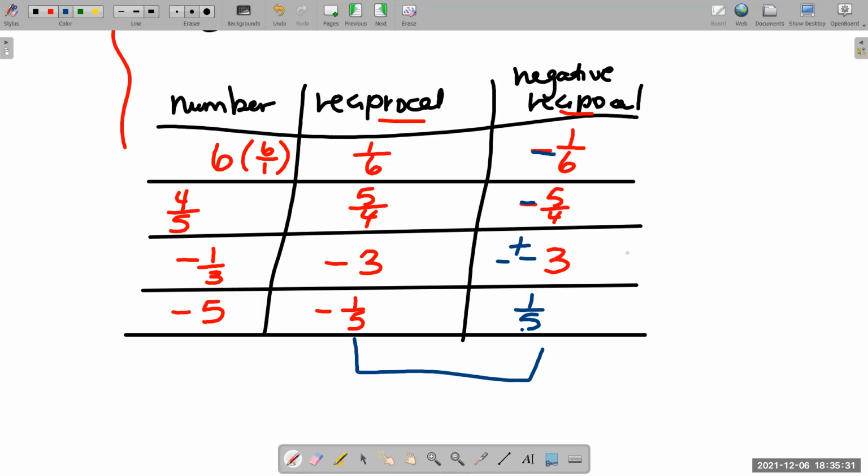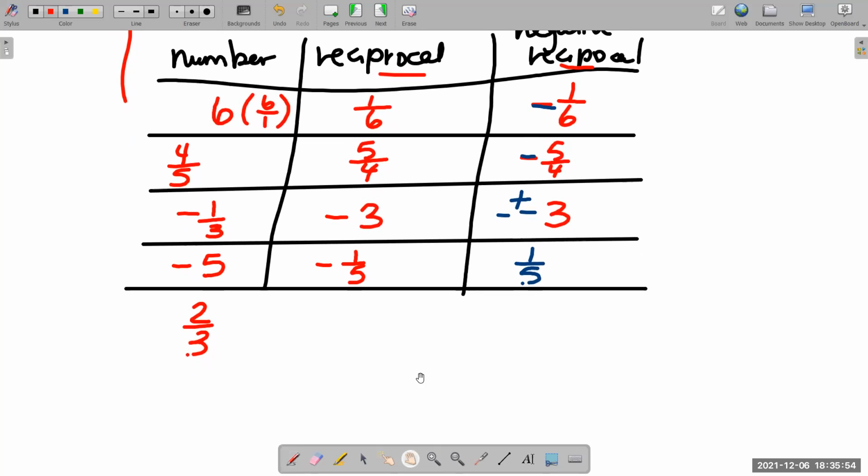That's the concept that trips up students. If you cannot grasp this concept, what we're going to be doing next is going to become challenging. So I'm going to add a few more examples just to make sure we understand, and then we're going to move on. Okay, so let's try a few more. Let's try 2/3. What is the reciprocal of 2/3? 3/2. Very good. So the negative reciprocal would be negative 3/2. Excellent.